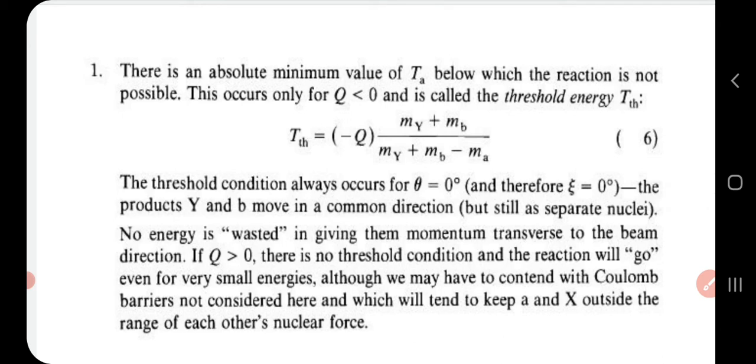That is, there is an absolute minimum value of Ta below which the reaction is not possible. This occurs only for Q less than 0 and is called threshold energy Th, which is given by equation 6. Now at the threshold, y and b move in a common direction. That is, no energy is wasted. Now if Q is greater than 0, there is no threshold condition and the reaction will go even for very small energies. That is enough.